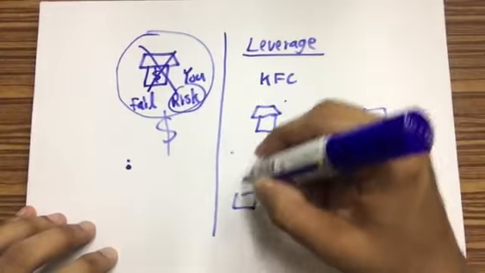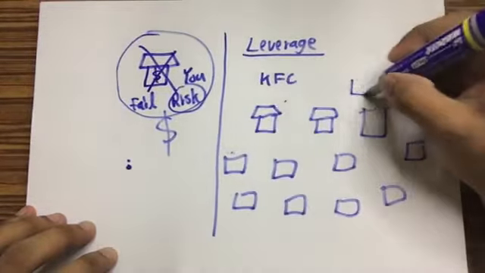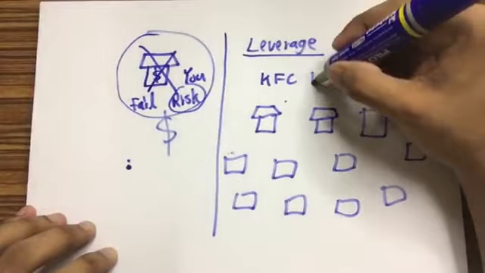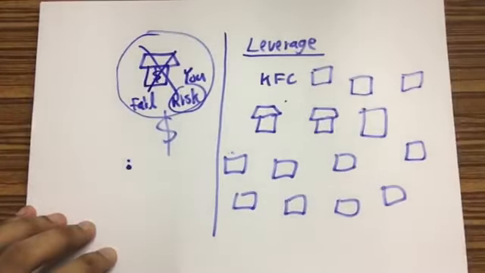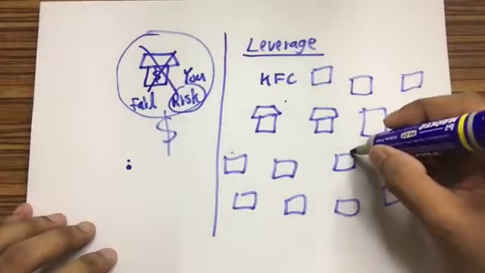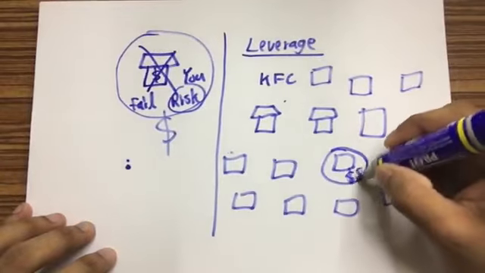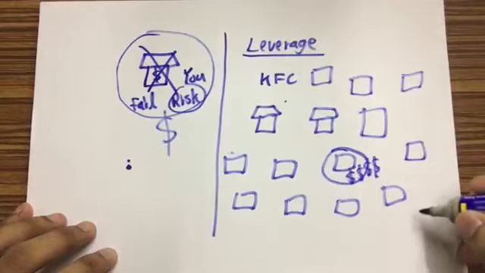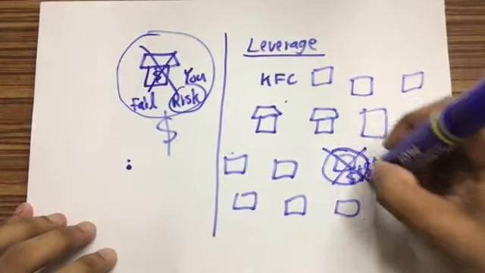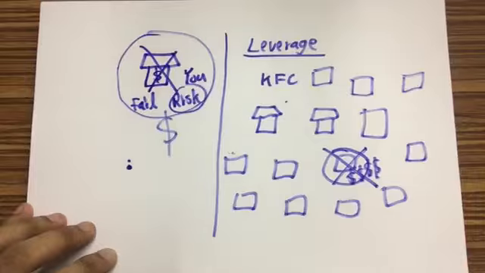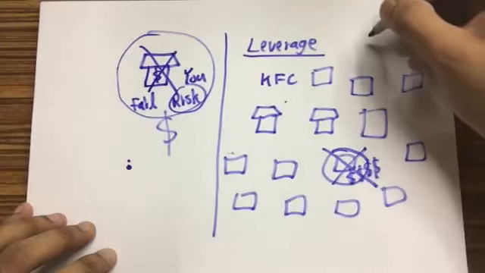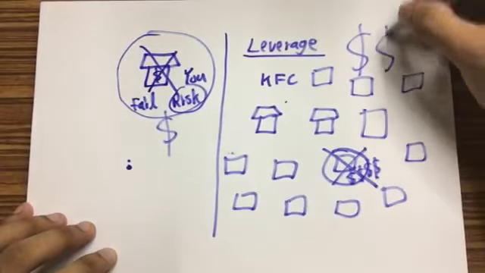There are a lot of branches everywhere in every city, right? Now, let's say something goes wrong in this branch. You lose all the money from this branch, and then you have to shut down this branch due to some problem you face. But do you think something will get affected? Do you think your income will get affected?